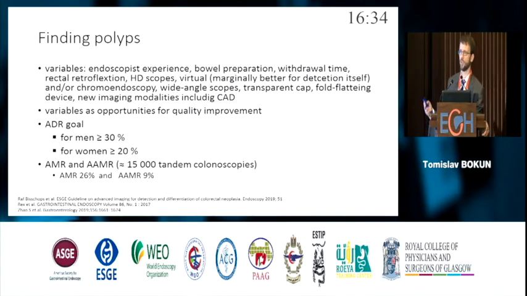If we want quality, we have some goals. Our adenoma detection rate goal is that we want to discover adenomas in at least 30% of our screening colonoscopies in men, and at least 20% of screening colonoscopies in women. And we know that we actually miss these lesions, and we have parameters for this: adenoma miss rate and advanced adenoma miss rate. And this data is also in the literature, and this is actually why these interval cancers occur.